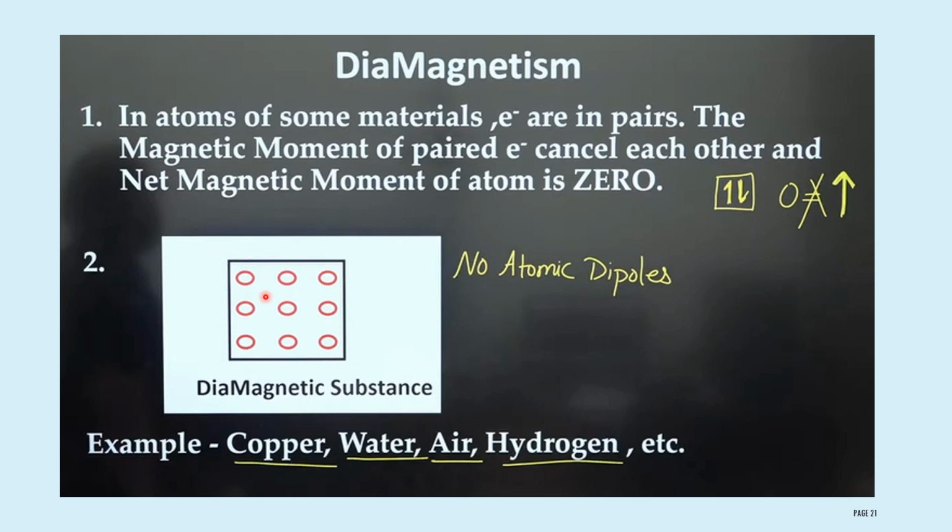Then in the case of a diamagnetic material, there are no atomic dipoles. Examples of diamagnetic materials are copper, water, air, hydrogen, etc.